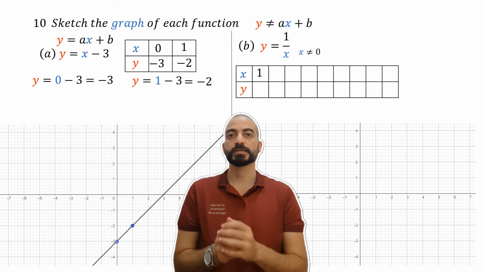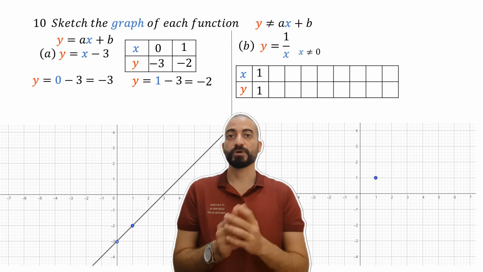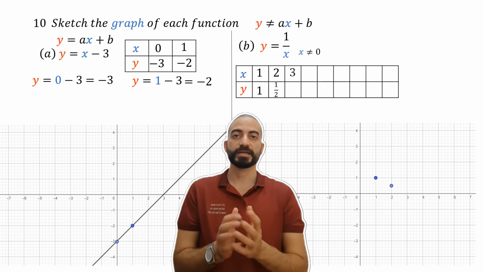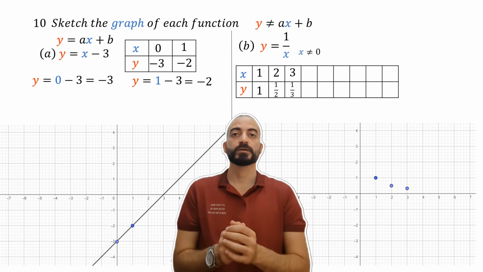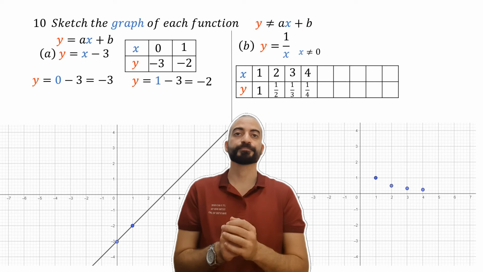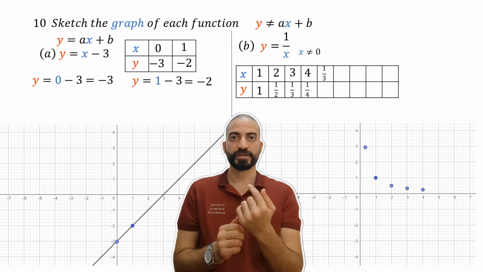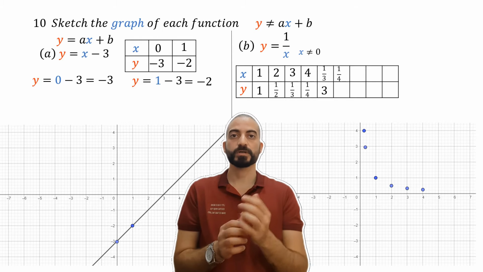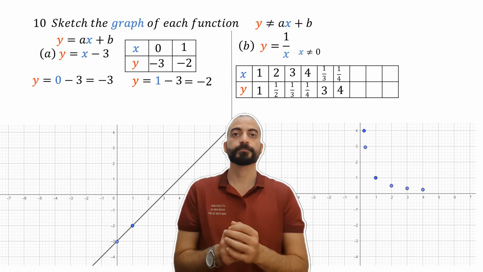When x is 1, y is 1. When x is 2, y is 1 over 2. And when x is 3, y is 1 over 3. X is 4, then y is 1 over 4. X is 1 over 3, y is 3. X is 1 over 4, then y equals 4.